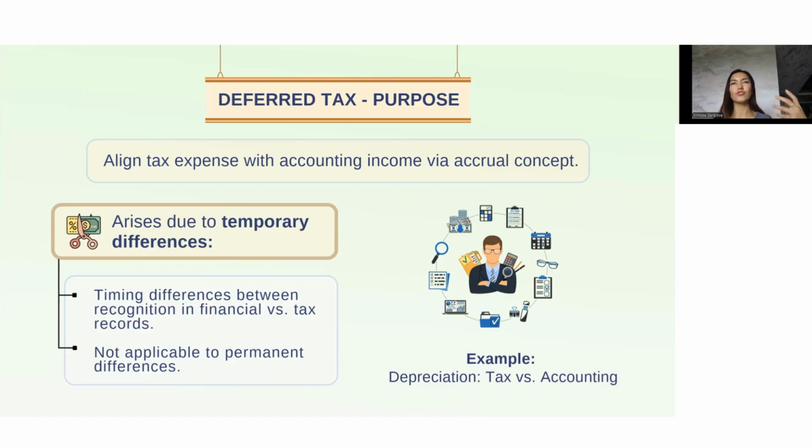Now you can charge one amount, and tax allows you to charge another amount only. This is a permanent difference. So the tax legislation does not allow you to charge the differences later, right? So this is called permanent differences. Permanent differences will not be recovered in the future. They will always exist, right? And that's why you can calculate the deferred tax only for temporary differences, which may in the future recover. So the temporary differences are the timing differences between recognition in financial and tax records.